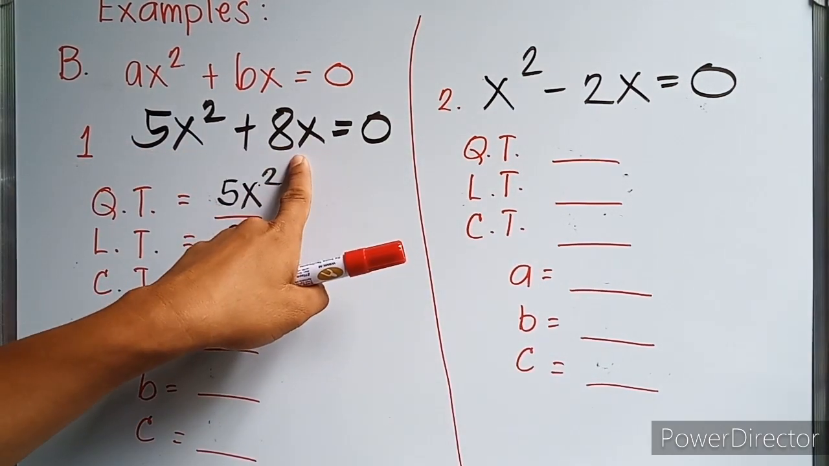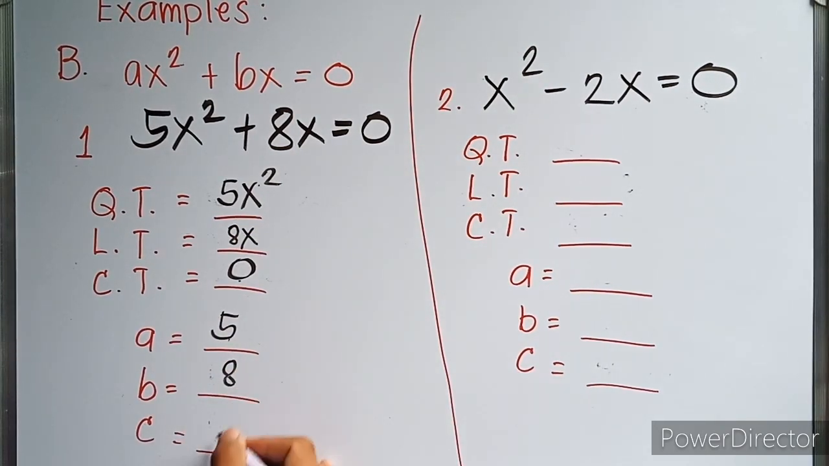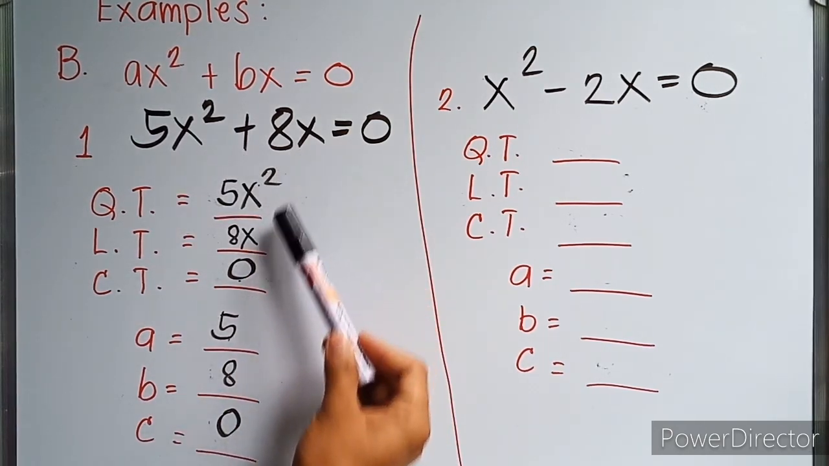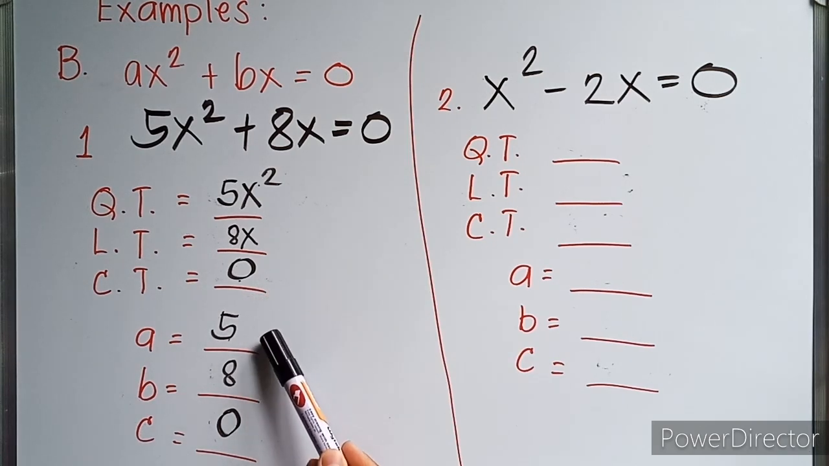Then 8 will be our b, and c will be 0. So for the first one, 5x squared plus 8x equals 0. The quadratic term is 5x squared, the linear term is 8x, and the constant term is 0. Coefficients: a is 5, b is 8, c is 0.